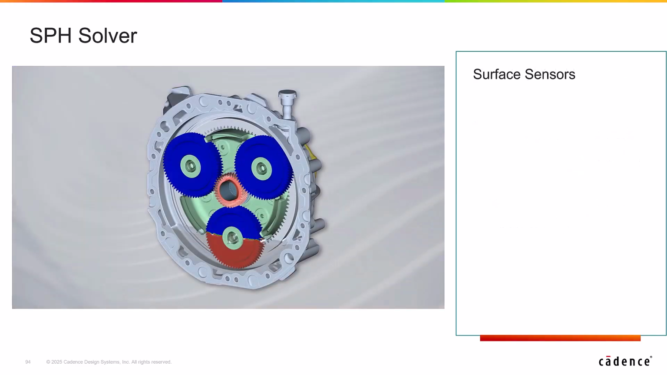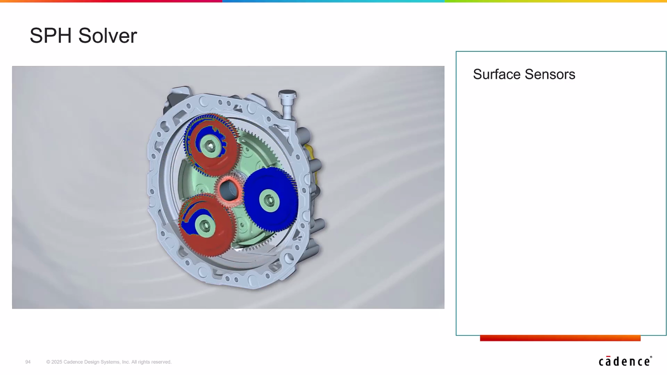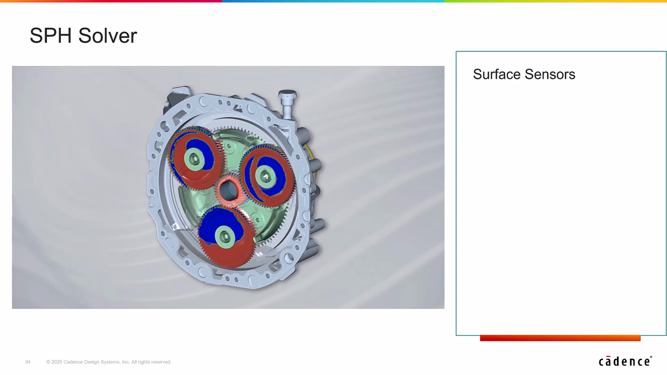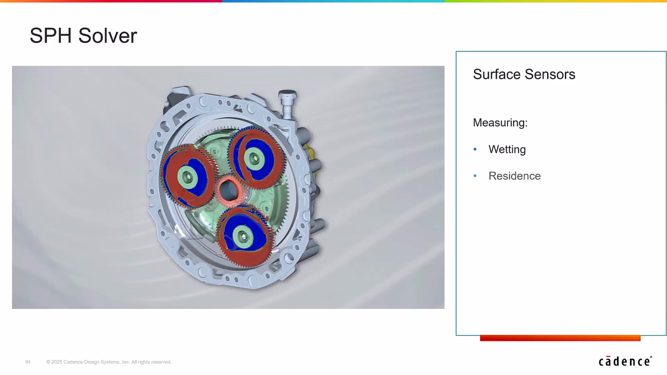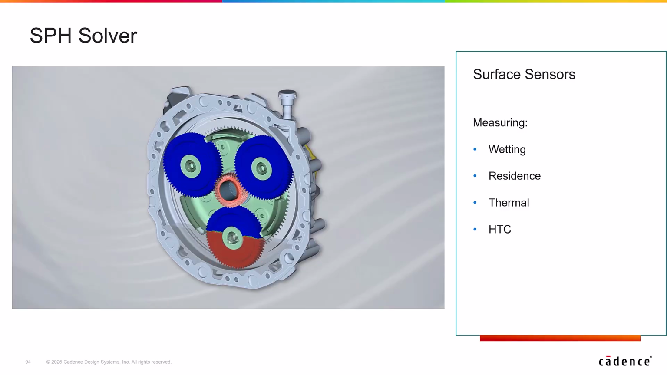The SPH solver supports sensor monitoring, allowing users to visualize simulation results in real time or post-processing. We introduced surface sensors, a specialized type of sensor that maps key physical quantities directly on the mesh.